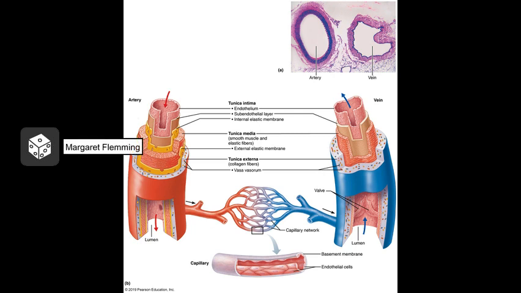Capillaries are unique from these two because they only have tunica intima. They only have one layer of endothelial cells, simple squamous endothelium, and that is surrounded by a thin connective tissue layer called the basement membrane. Capillaries are so thin that they allow for rapid diffusion and exchange into the blood and out of the blood.